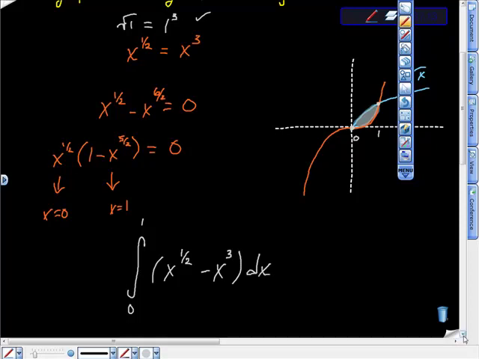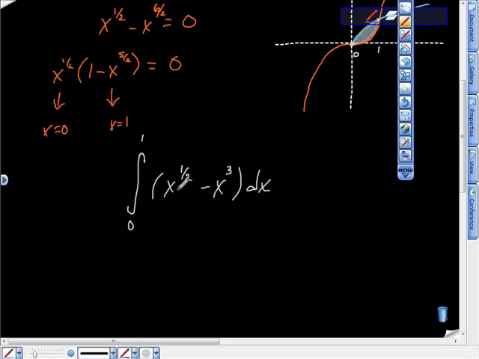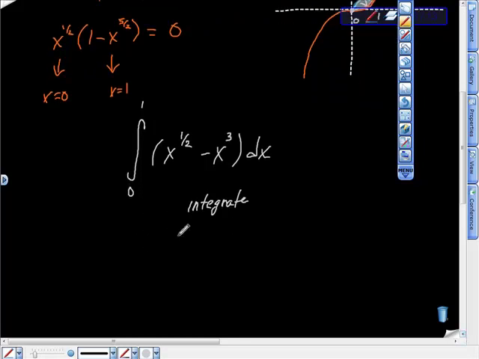So hopefully you can see that we've prepared ourselves to integrate here, because this expresses this question. This is this area in here. So I'm going to go ahead and integrate, using our rules of integration. This becomes x to the 3/2 over 3/2, and I'm going to fix that in a second, minus x to the 4th over 4 as evaluated from 0 to 1.